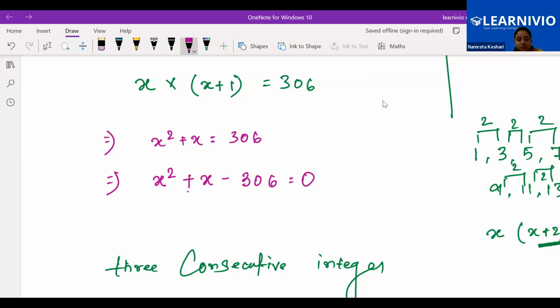Ma'am, I got minus 18 plus 17. Yes. What are you getting? Minus 18 plus 17. Minus 18 plus 17. Okay, Aisha. Yes, Ziana, Fakiha, what are you getting?